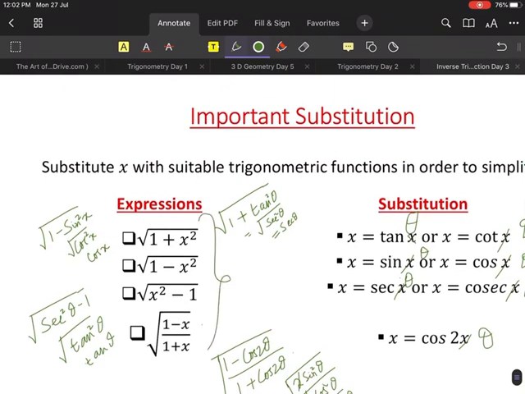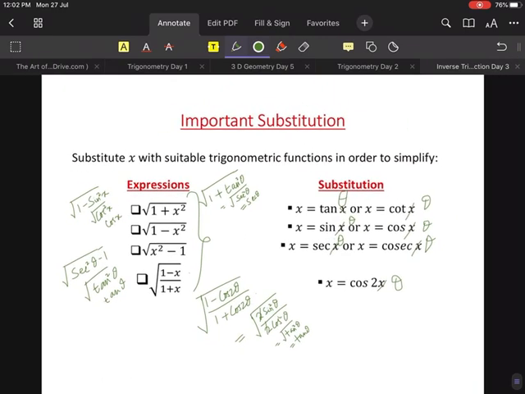It is required in calculus also. This is a very important thing. Everyone understood? My main criteria was to remove the square root. There is no square root now. Understood? Clear or not?